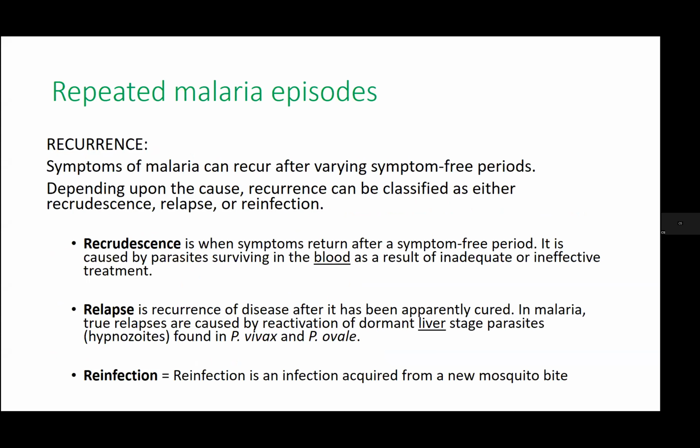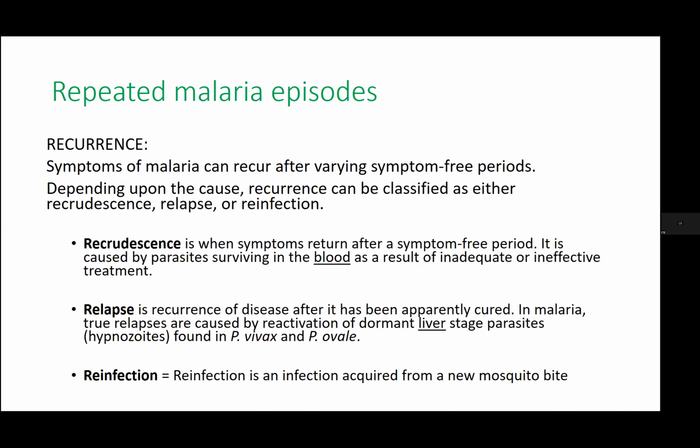So recurrent malaria is a perplexing clinical problem, and recurrence is defined as symptoms of malaria which can recur after varying symptom-free periods. And depending upon the cause, recurrence can be classified as either recrudescence, relapse, or reinfection. Recrudescence is when symptoms return after a symptom-free period. It is caused by parasites surviving in the blood as a result of inadequate or ineffective treatment. It generally applies to P. falciparum and P. malariae, but can apply to all species. And recrudescence is usually seen after 2 to 4 weeks.